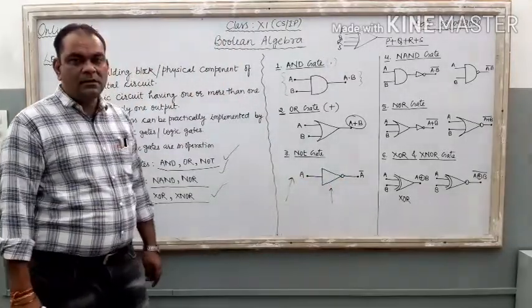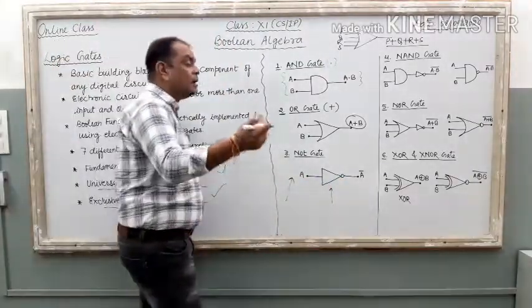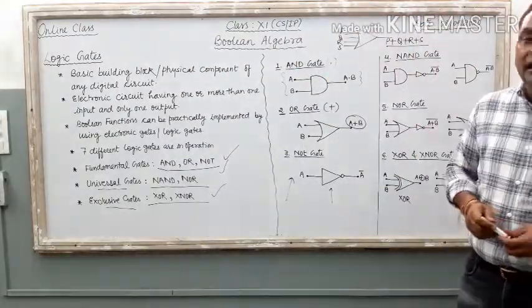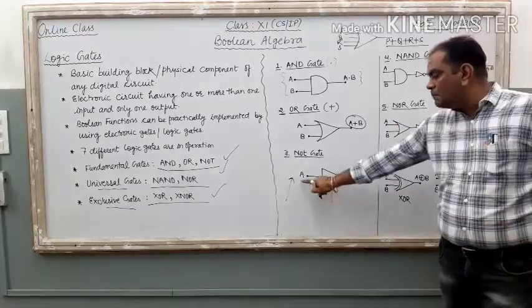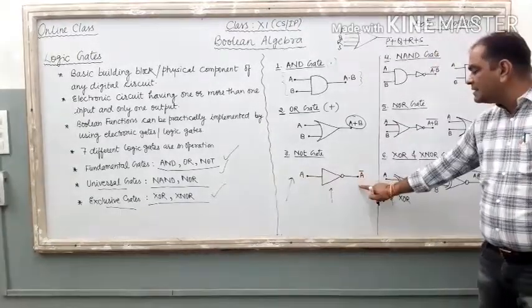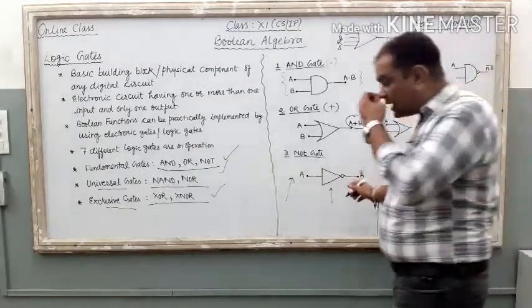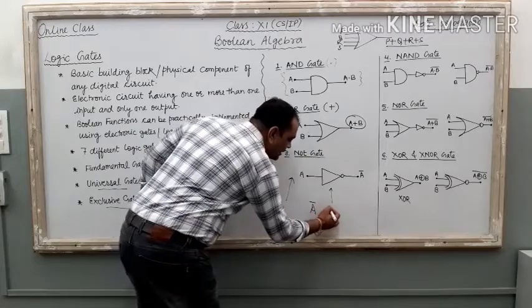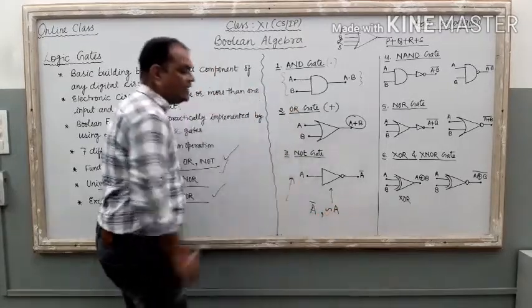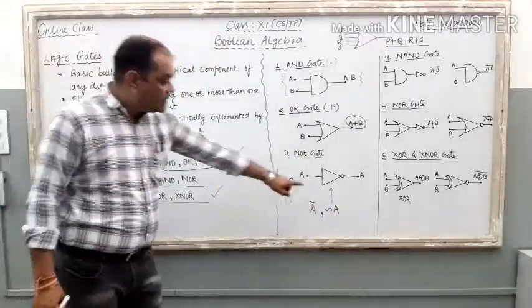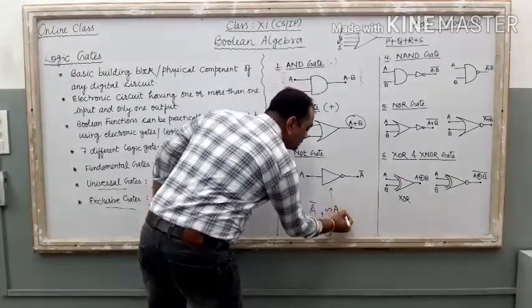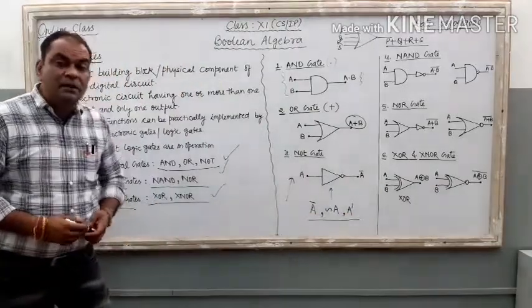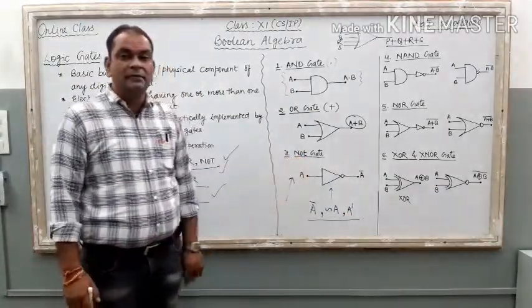The NOT gate is also known as an inverter, because it inverts the input signal. If you supply input A, then the result is A bar. Here you can write A bar like this, or you can write tilde with A. The tilde is a symbol available on your computer's keyboard. Or you can write A dash. All these three different symbols represent the NOT gate.